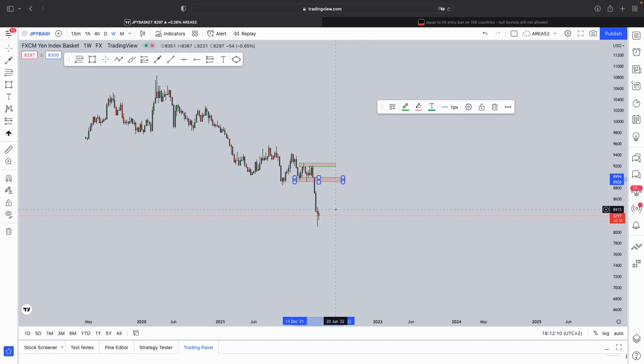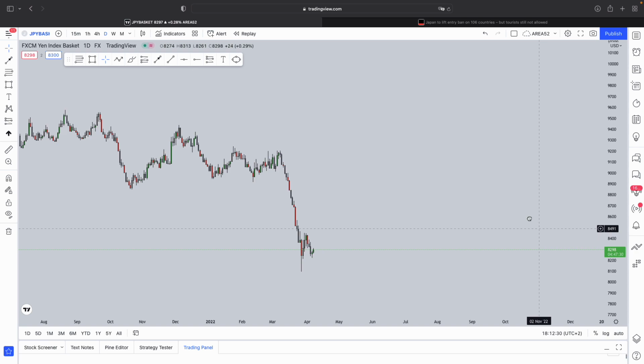But the main reason why the Japanese yen fell so hard was because they had an earthquake which automatically impacted their GDP, and they also went back into lockdown, which further impacted their economy as well. And as a result of that, we saw the market start to tank to the downside.